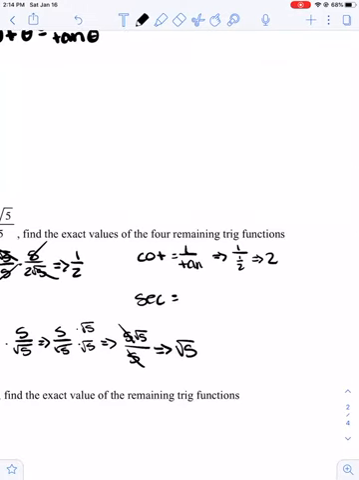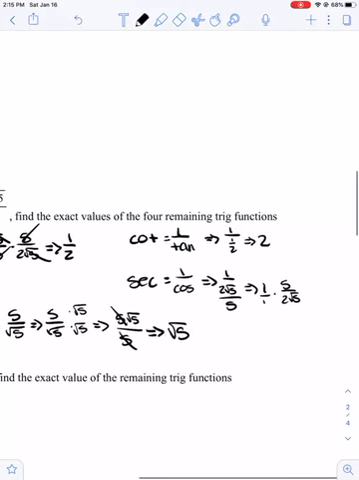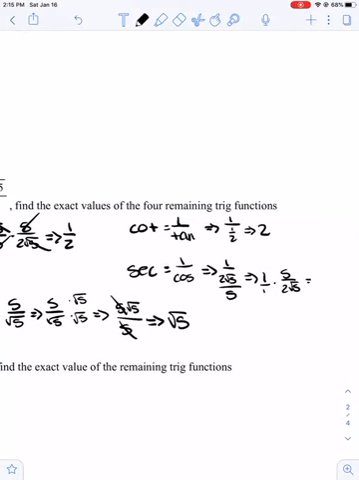Now looking at secant, secant is 1 over cosine. So we have 1 over 2 square root 5 over 5. We're going to multiply by that reciprocal. So 2 square root 5. We end up with 5 over 2 square root 5.